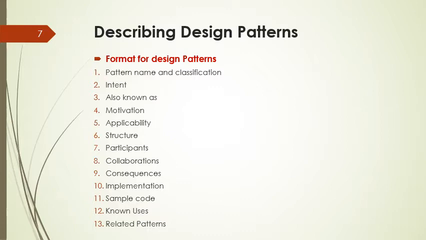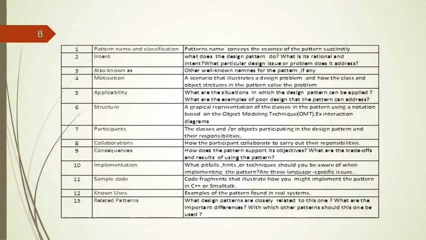A format of design patterns. There are 13 points. First is pattern name and classification. Then comes intent, also known as, that is the other name for a design pattern. Then motivation, applicability, structure, participants, collaborations, consequences, implementation, sample code, known uses, and related patterns. In this slide, you will see what these 13 points mean.